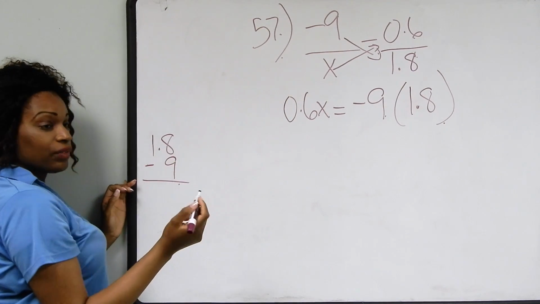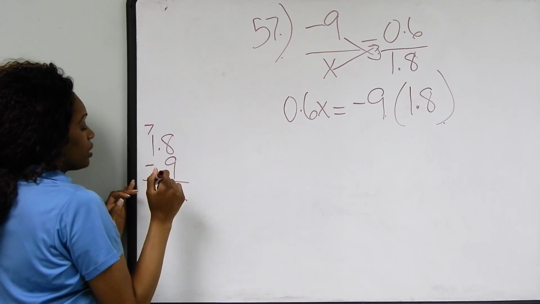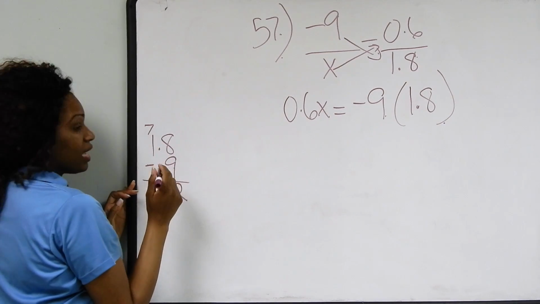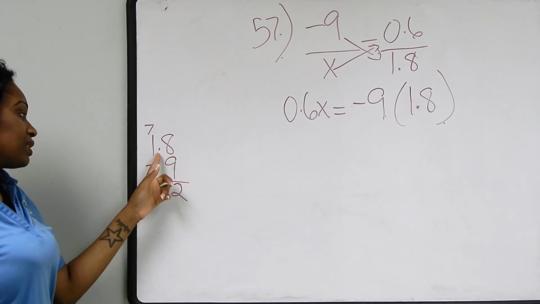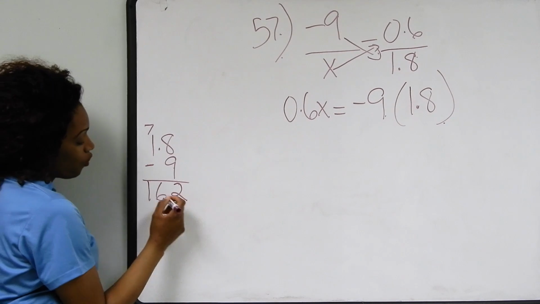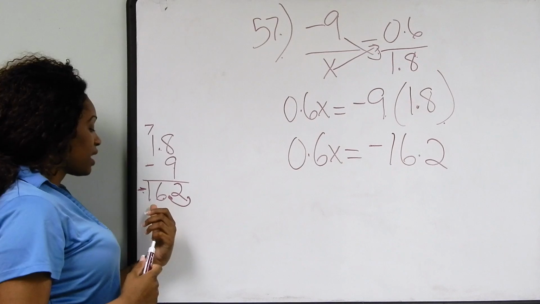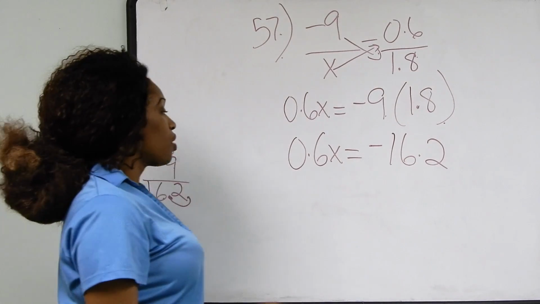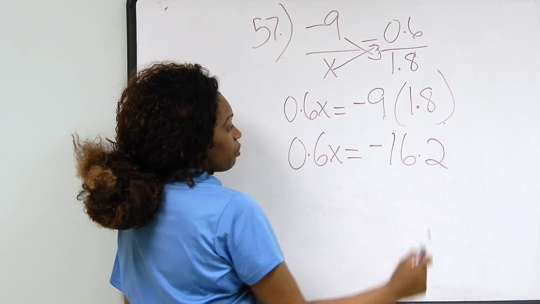8 times 9 is 72. You bring down the 2, and you're going to carry the 7 over to the left. 9 times 1 is 9, plus 7 is 16, okay? But you don't want to forget the decimal place, and since we only have one decimal place, we're just simply going to put that one place over to the left, okay? So the answer is negative 16.2. You don't want to forget the negative sign. So now you have 0.6x equals negative 16.2.